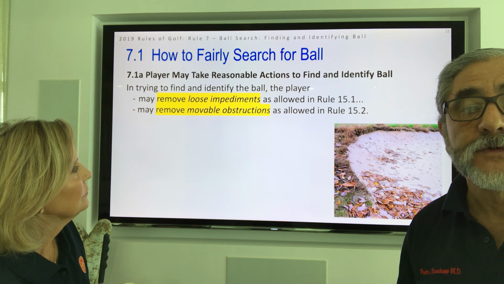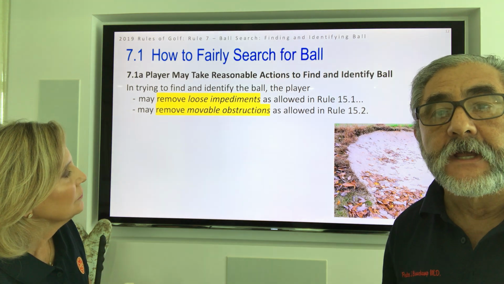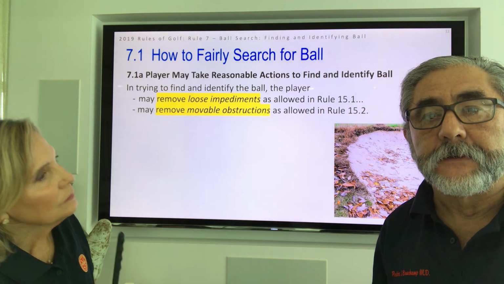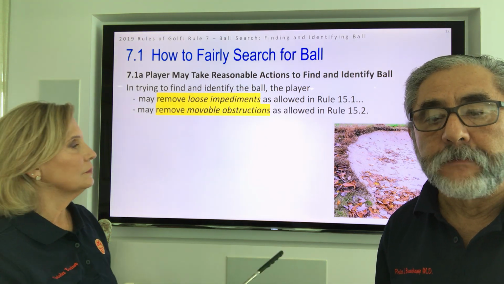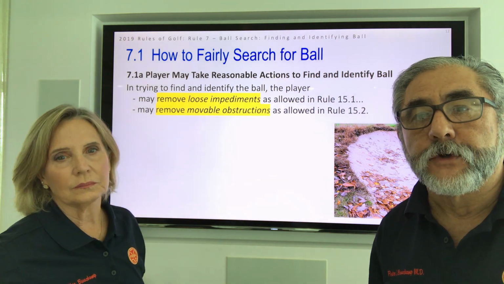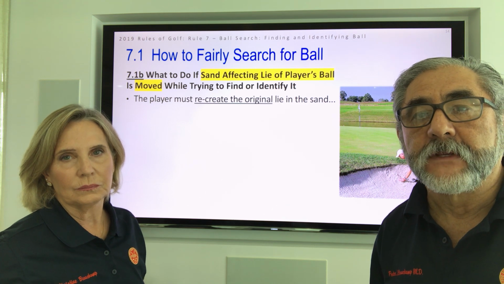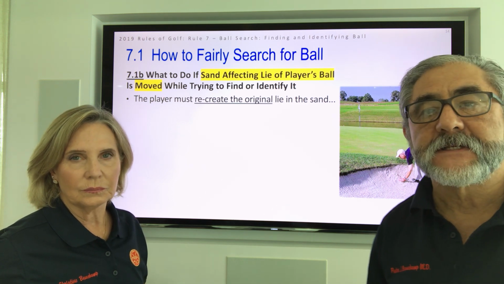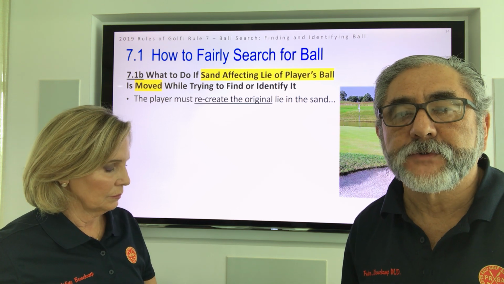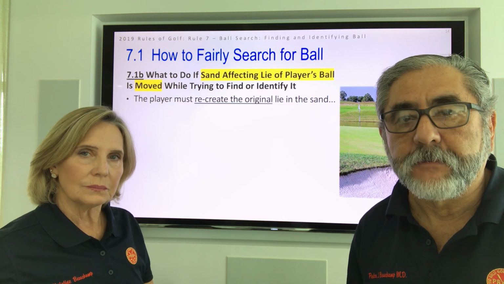We can remove loose impediments. We can remove movable obstructions like a can of Coke, like the ball is under a towel or under a scorecard. We remove that movable obstruction so that we can identify our ball. There is no penalty for removing the loose impediments, and the good news is we don't have to replace those loose impediments, and we can play our shot from the bunker.